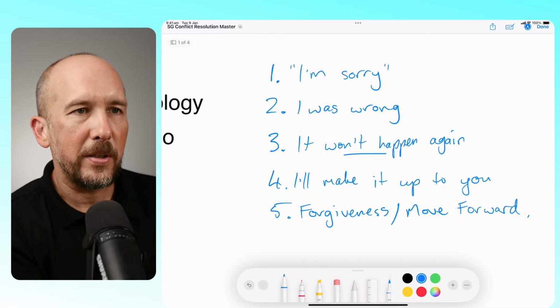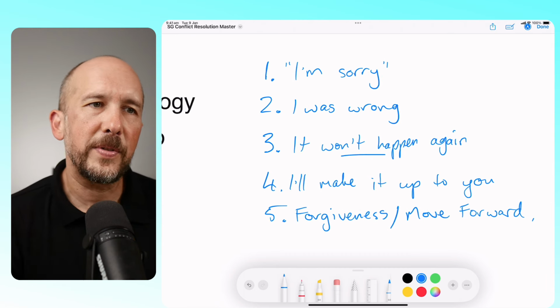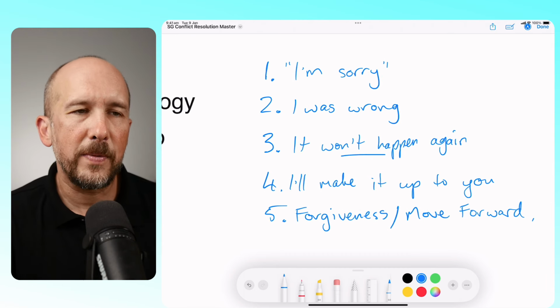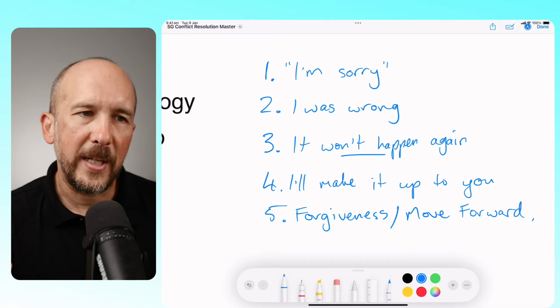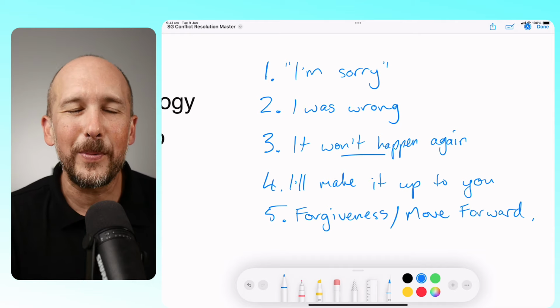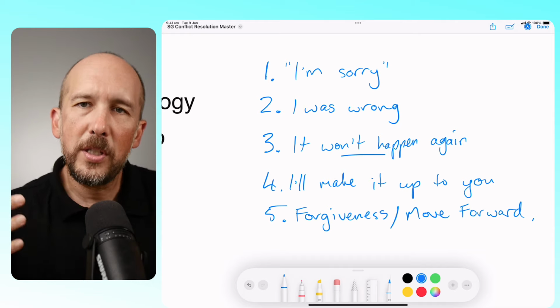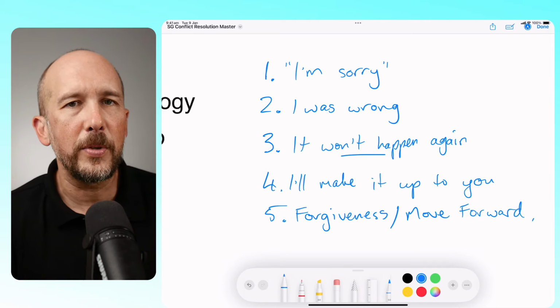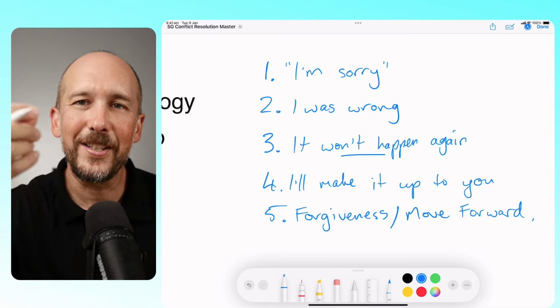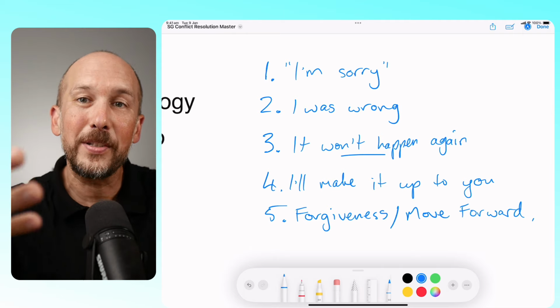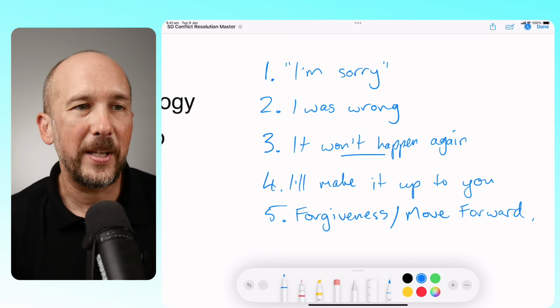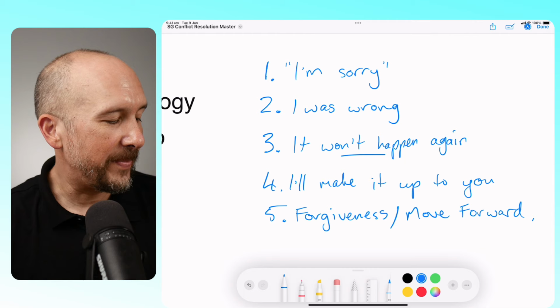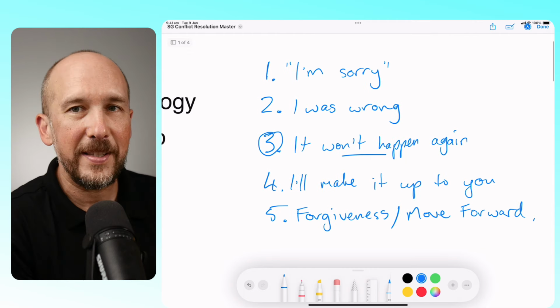So how do they look to you? As I've gone through those different examples there: I'm sorry, I was wrong, it won't happen again, I'll make it up to you, can you please forgive me, or what would it take to move forward? What do you like to hear? It's likely that one or two of them would resonate with you more than the others, and that's likely then to become your default way of apologizing to other people. For me, I really like to hear that it's not going to happen again, and so of course that tends to be the default.